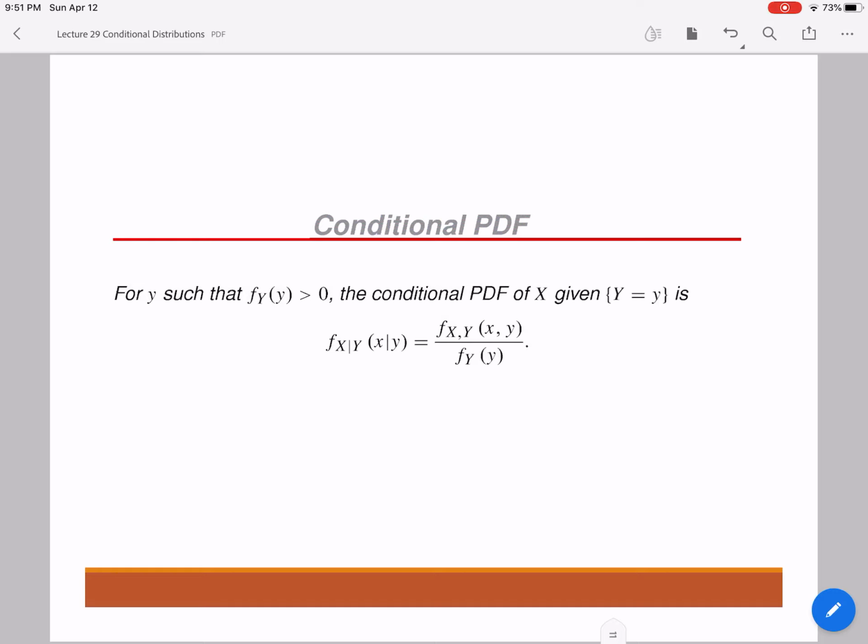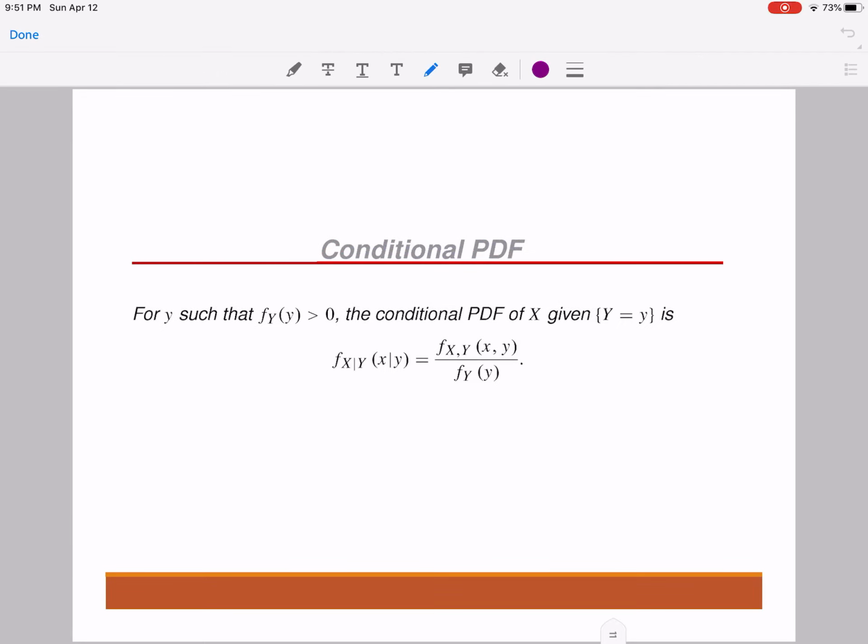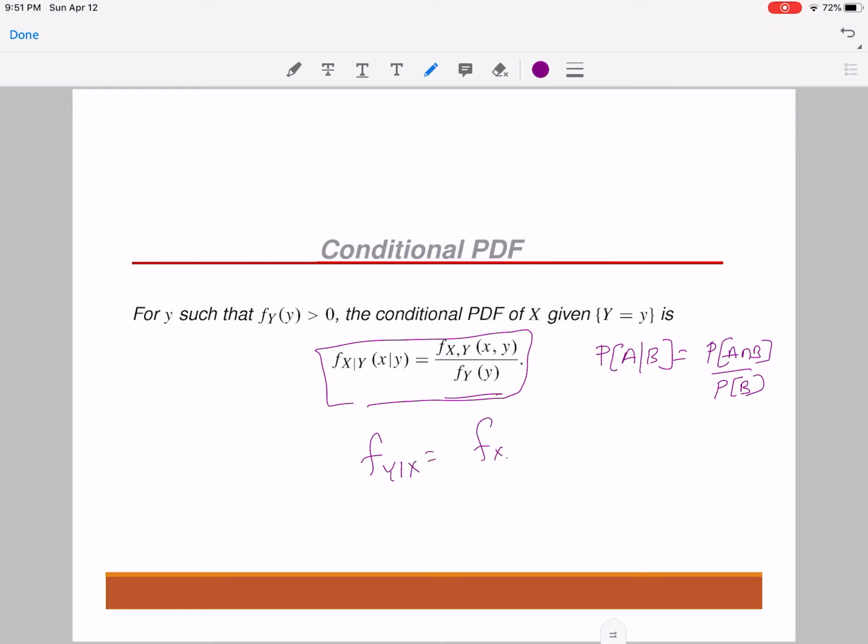So to obtain the conditional PDF of x given y, I use this formula: the joint PDF of x comma y divided by the marginal PDF of y. Notice how similar it is to the conditional probability formula. So probability of A given B is equal to probability of A intersection B divided by probability of B. So this formula is quite similar to that one. I can also obtain the conditional PDF of y given x by applying this formula, the joint PDF of x comma y divided by the marginal PDF of x.